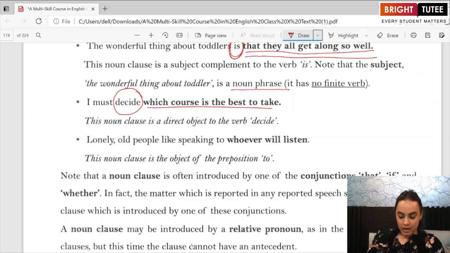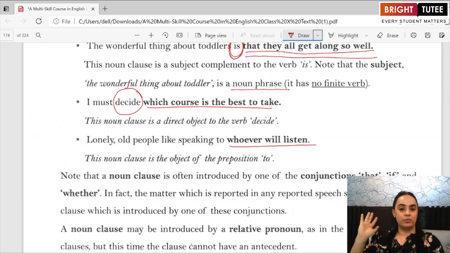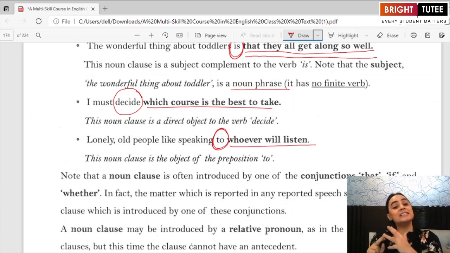Next sentence. "Lonely old people like speaking to whoever will listen." So the lonely old people like speaking to what? Whoever will listen. Here, my noun clause is related to the preposition "to". So as we have discussed, my noun clause can be the object of the verb, it can be the object of a preposition, it can be the object of a non-finite verb, or it can be the subject of the verb as well.